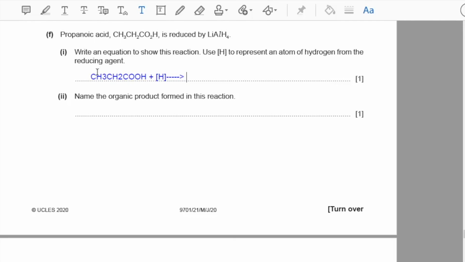reduction of carboxylic acid will give you a primary alcohol. So CH3CH2CH2OH. Sometimes we have to add a water molecule to the right side of the equation in order to balance the number of oxygen atoms. So I've added H2O over here, and now I'll add a 4 over here. Part 2, name the organic product formed in this reaction. So this is propan-1-ol.